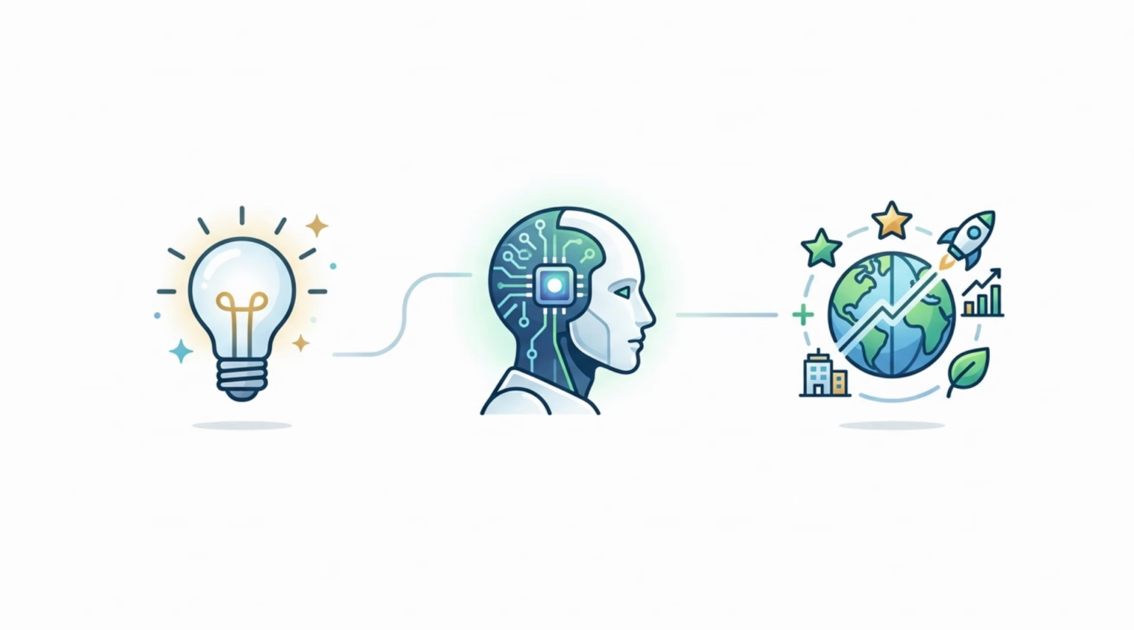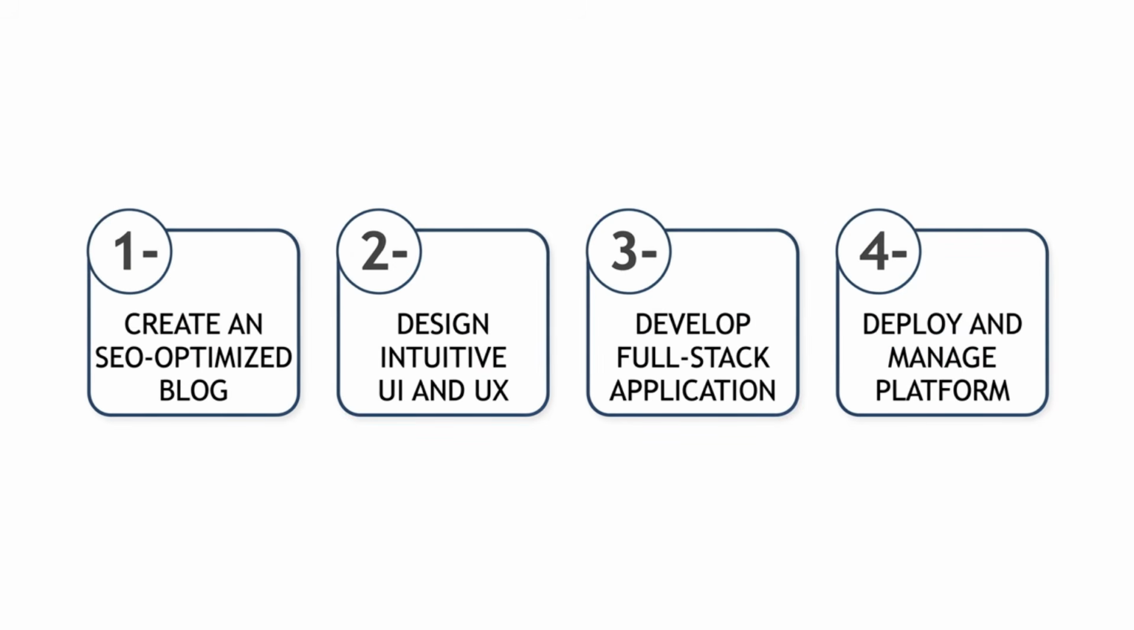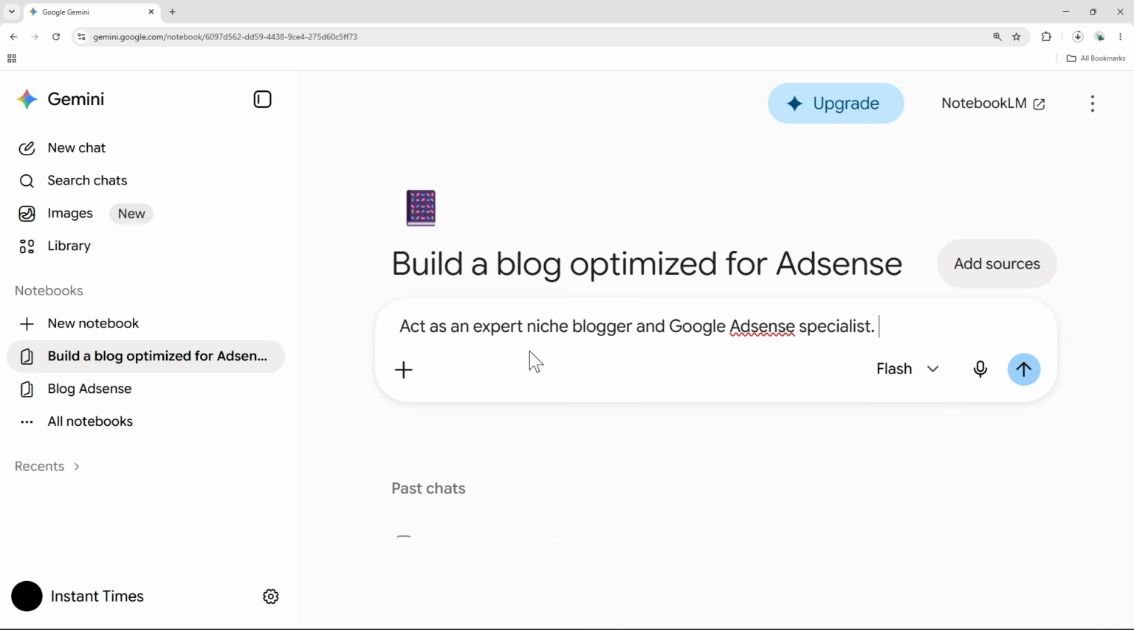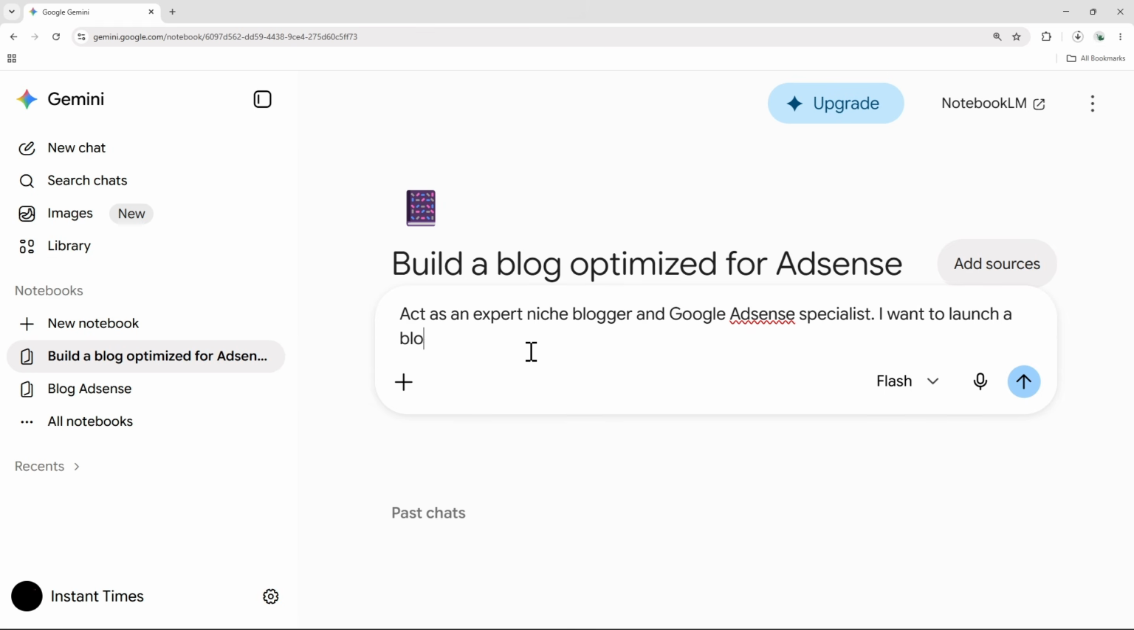And in this video, we will go through several different domains, including SEO blogging, UI UX design, full stack development, and deployment. Each domain has its sole persona that you should use to get the best possible results. After setting the persona, we simply explain what we want to accomplish and what our goal is.